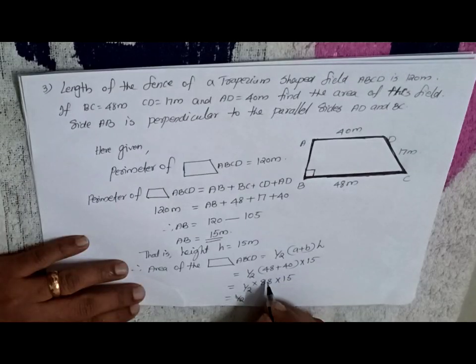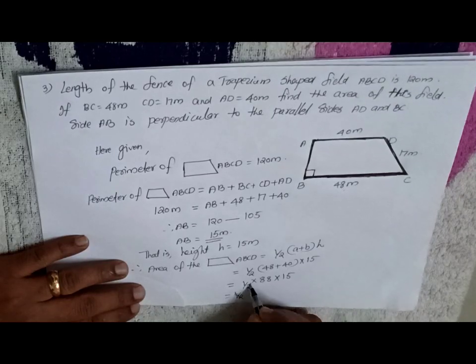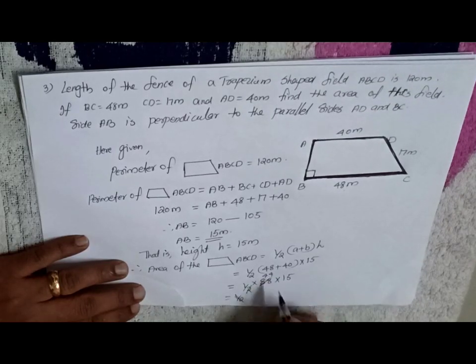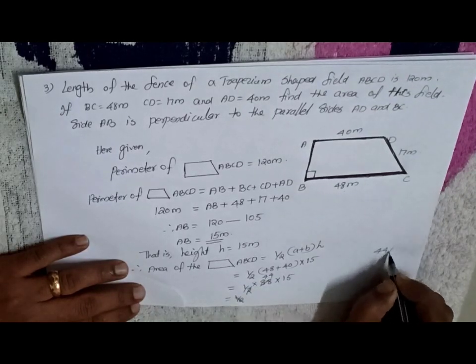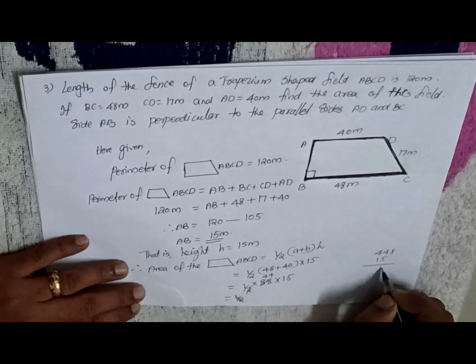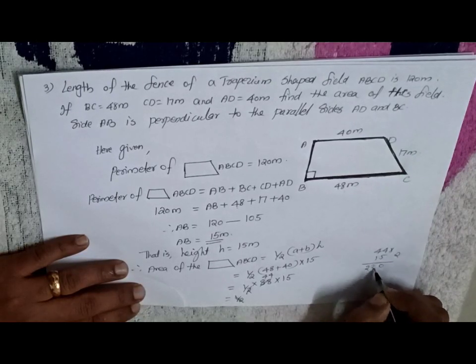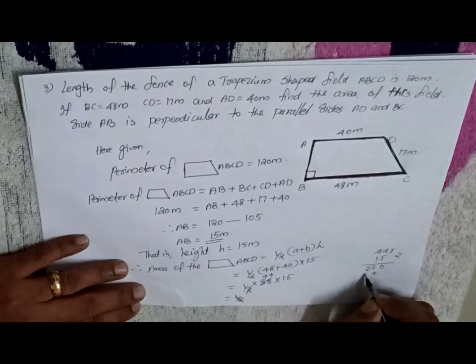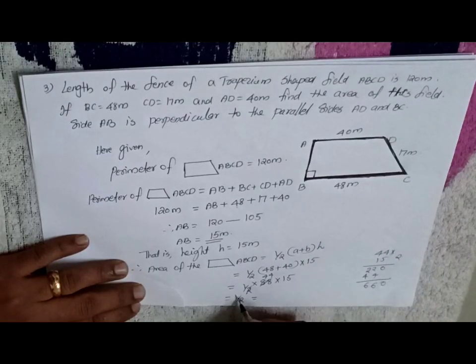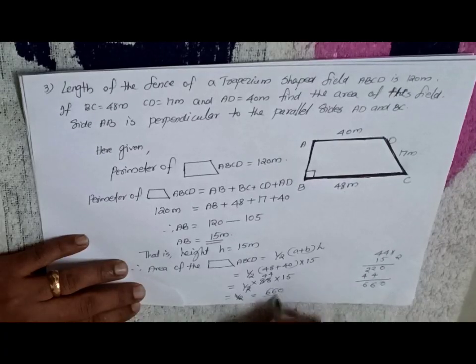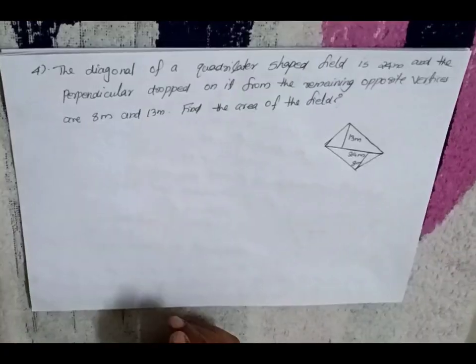1 by 2 into 88 into 15. That is 88 divided by 2 is equal to 44. Therefore, 44 into 15. 5 4s are 20, then 5 4s are 20 plus 2, 22, 1 4 is 4, 44 plus 22, so 660. That is equal to 660 meter square.